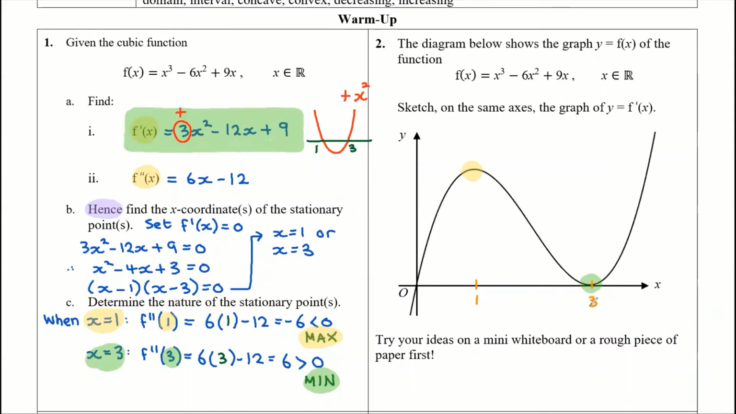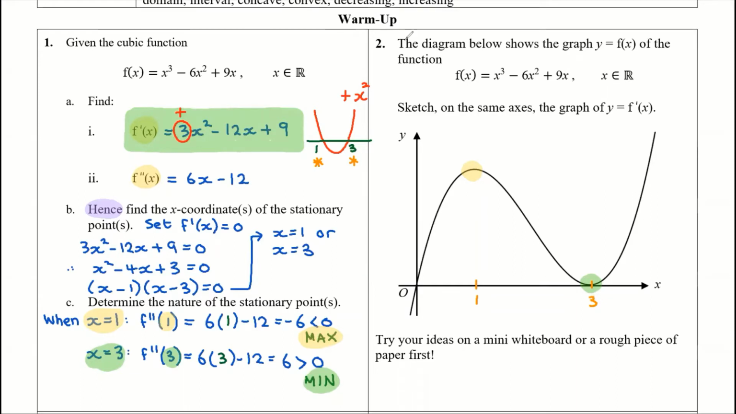Now that's interesting because that clearly coincides with where our gradient function crosses the x-axis, as we can see at 1 and 3. So that's the relationship between the function itself and its gradient. Where you have the stationary points is where your gradient function is going to cross the x-axis, because the gradient function has to be equal to 0 at those points.